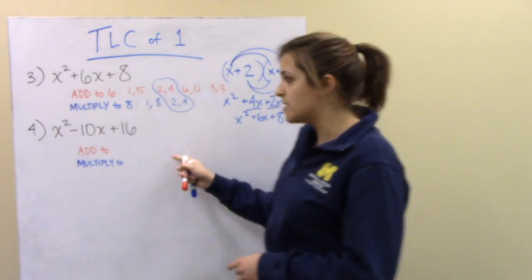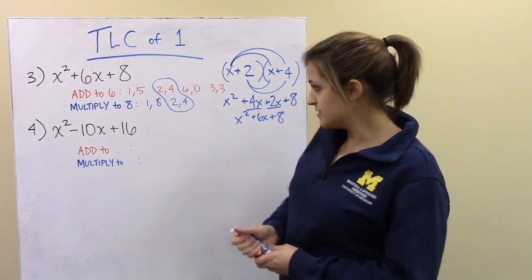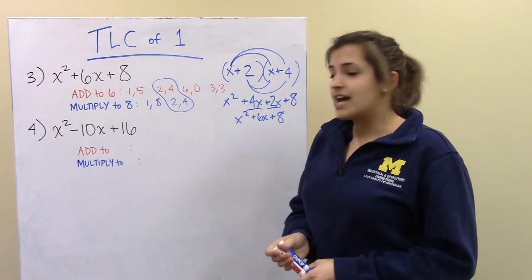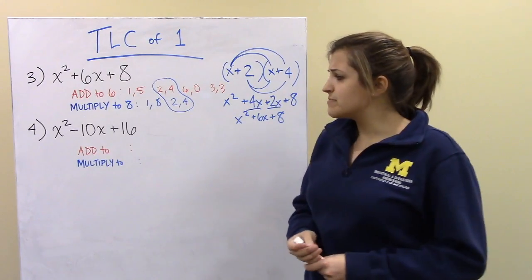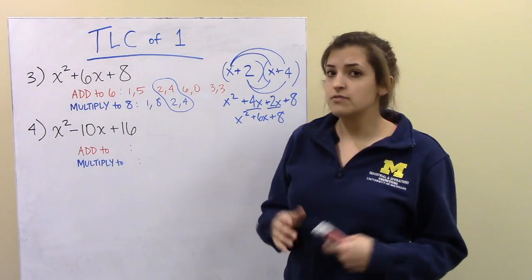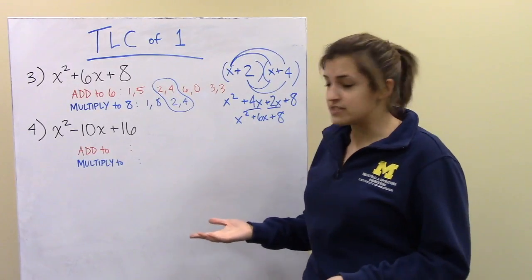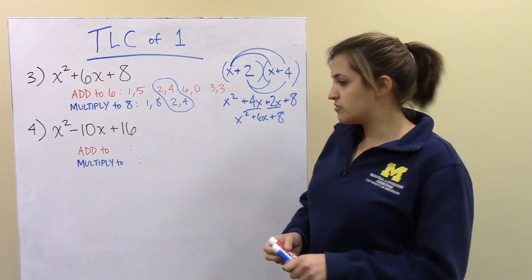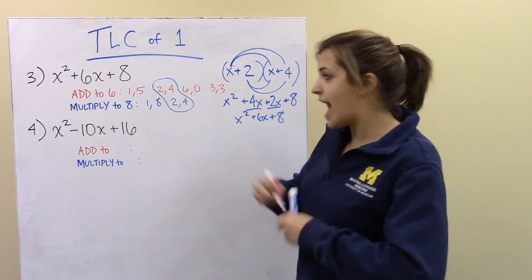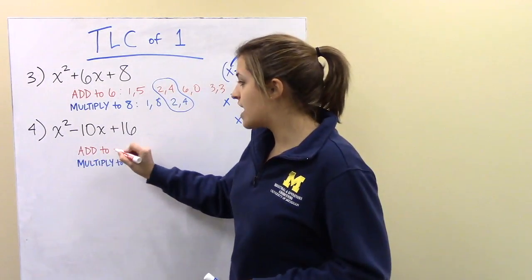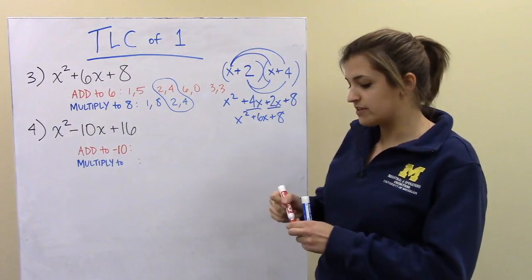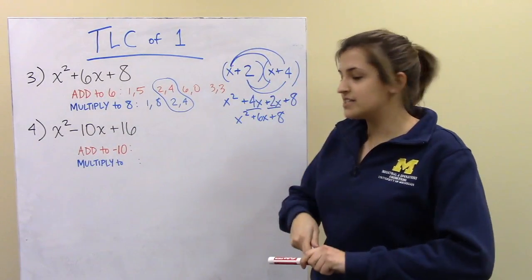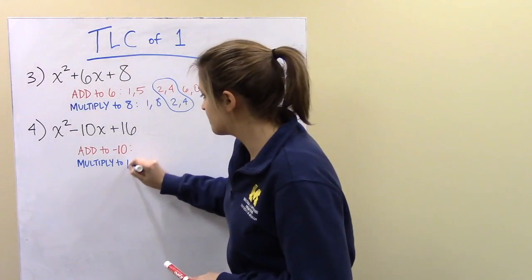All right, moving on. Example number 2, I guess. x squared minus 10x plus 16. So we're going to have to find some numbers here that add to something and multiply to something else. What should those two things be? Well, they're going to add to negative 10. I have a negative 10 in there instead of a positive. And they're going to multiply to my last term in there, which is 16.